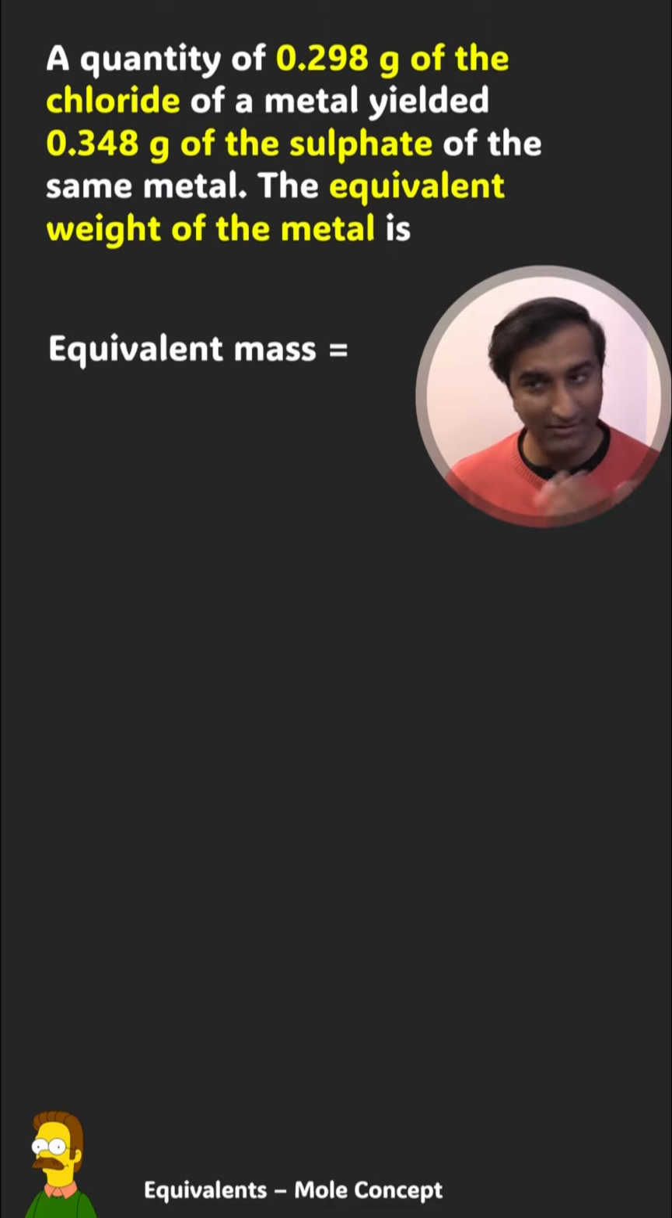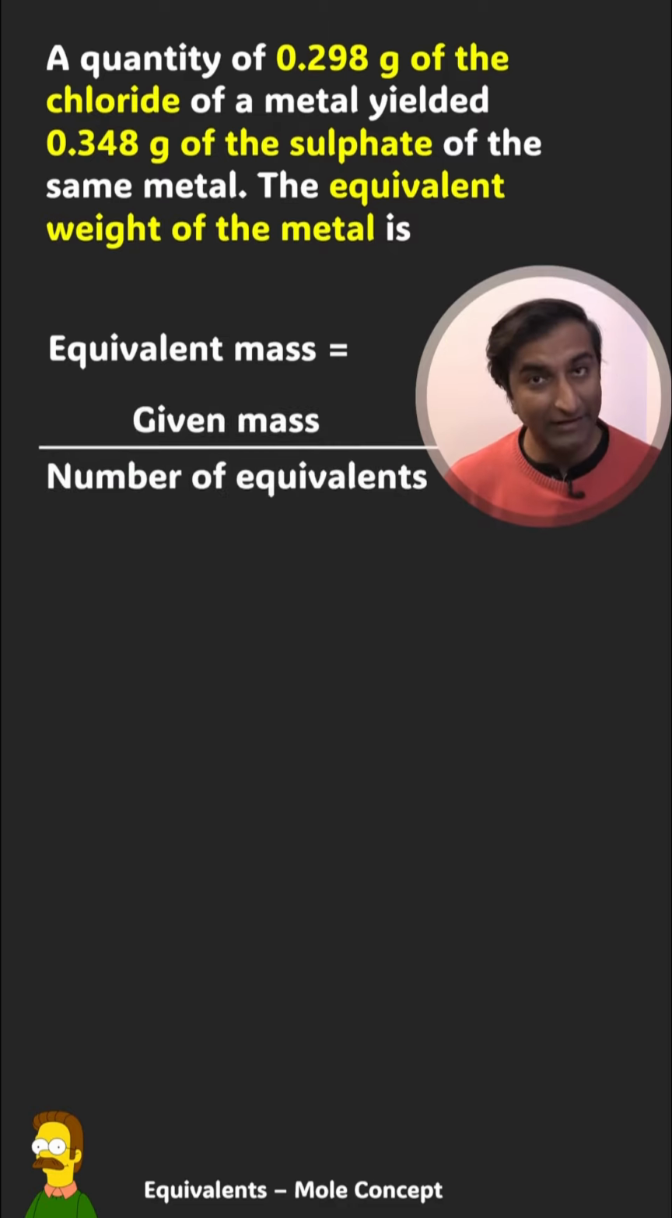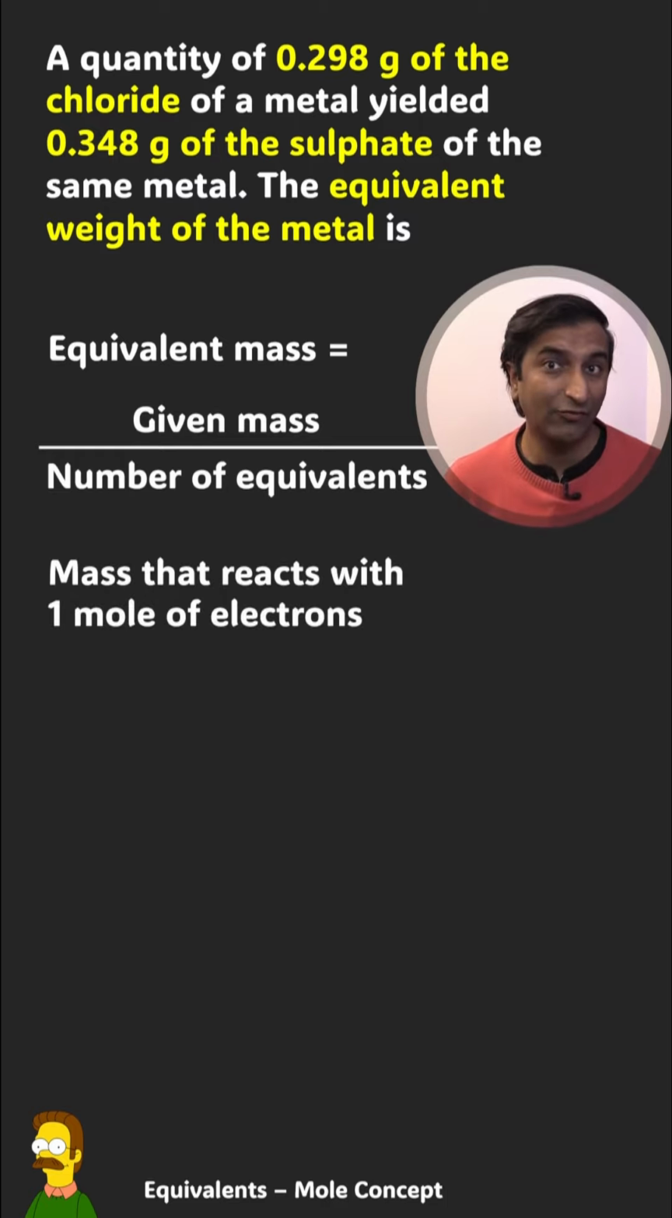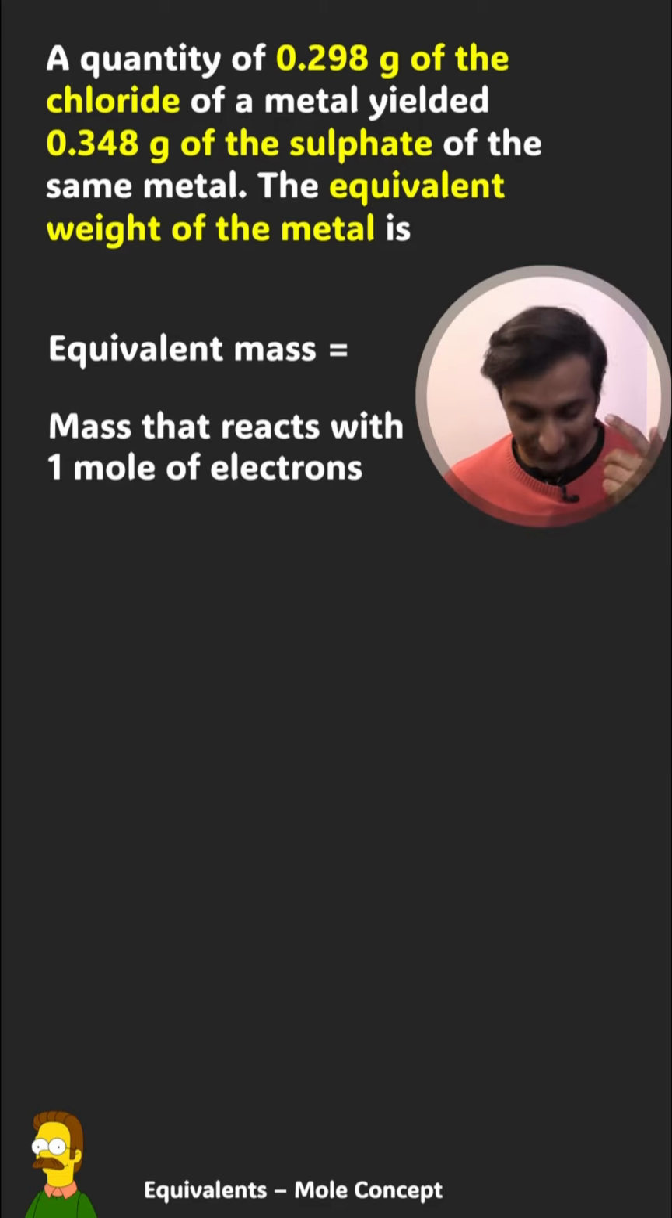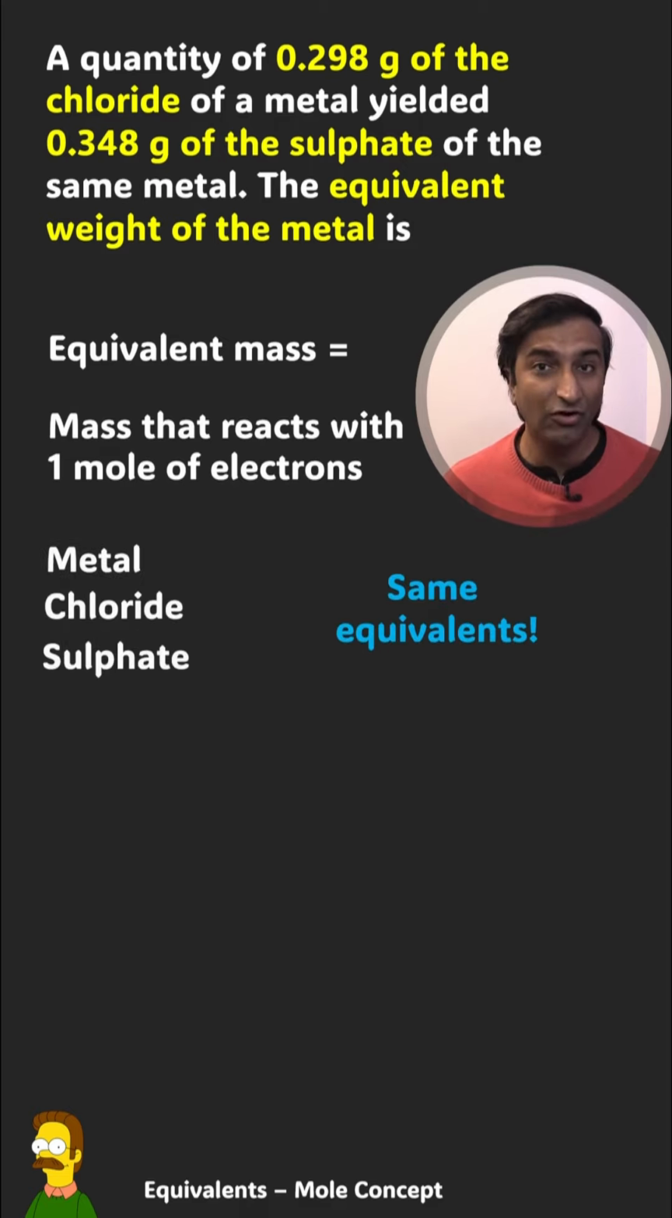What is equivalent mass? Let's write the definition down. It's simply the given mass divided by number of equivalents. Okay, that's out of the way. Also, if you go right to the first principles, it's the mass that reacts with 1 mole of electrons. Well, whether it's the metal or the chloride or the sulfate, they're all going to have the same equivalents. That is the key idea that we are going to use.